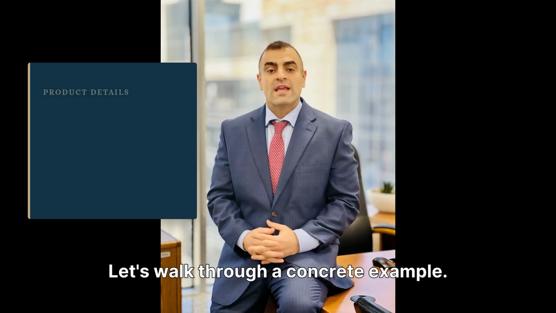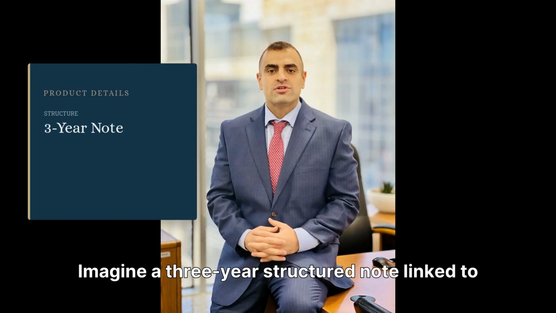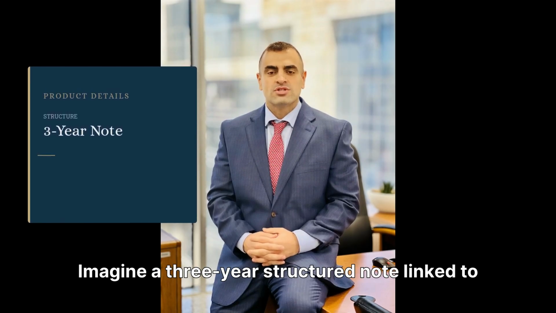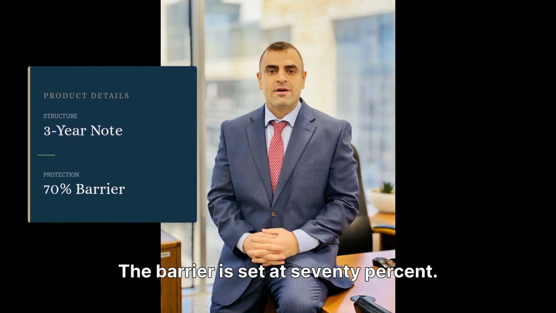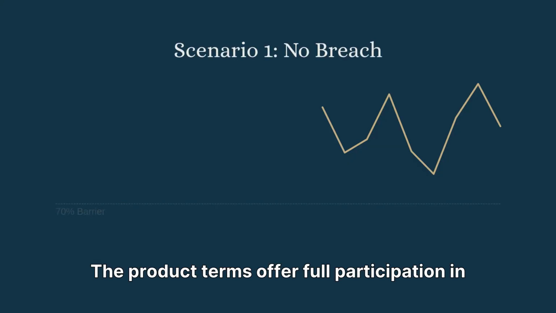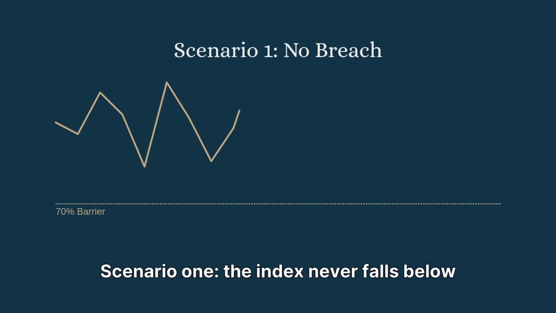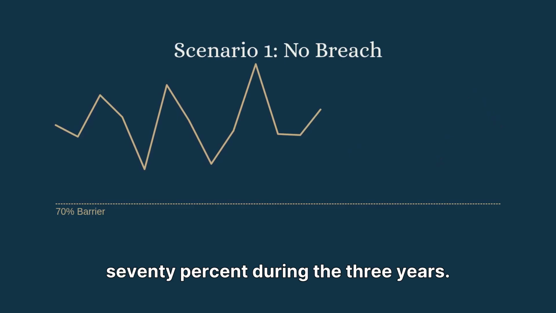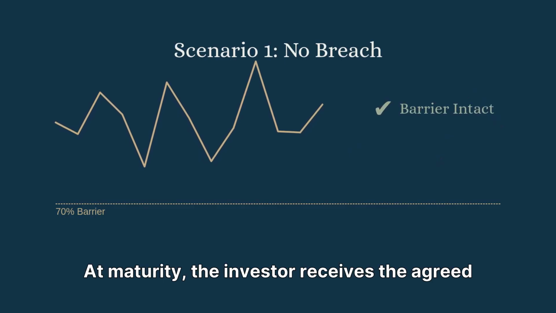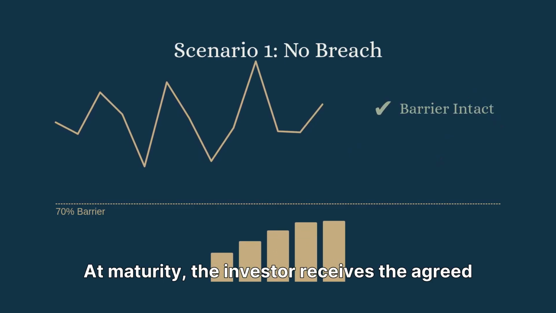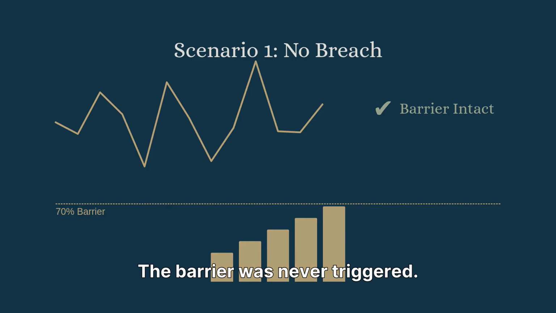Let's walk through a concrete example. Imagine a 3-year structured note linked to a major equity index. The barrier is set at 70%. The product terms offer full participation in upside. Scenario 1. The index never falls below 70% during the 3 years. At maturity, the investor receives the agreed payoff. The barrier was never triggered.